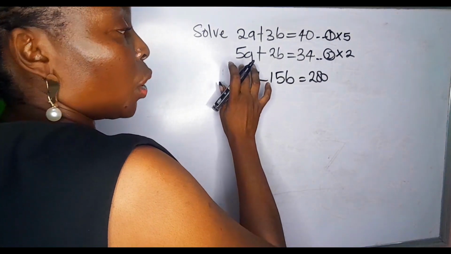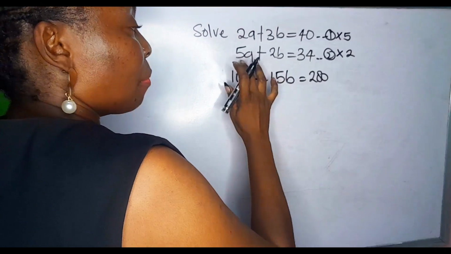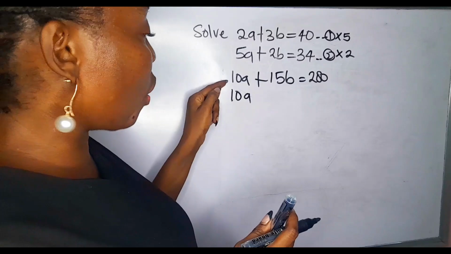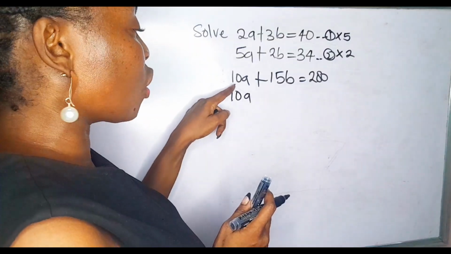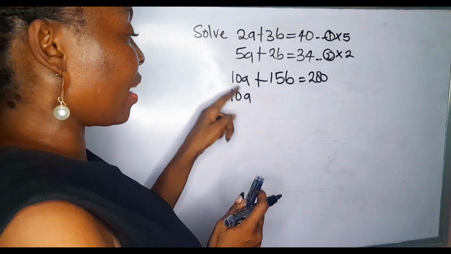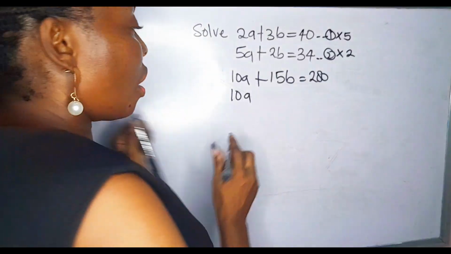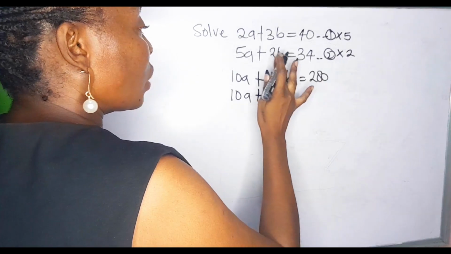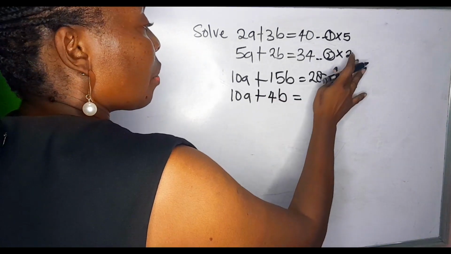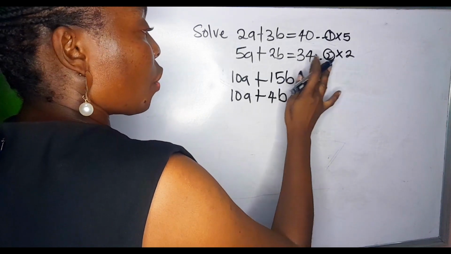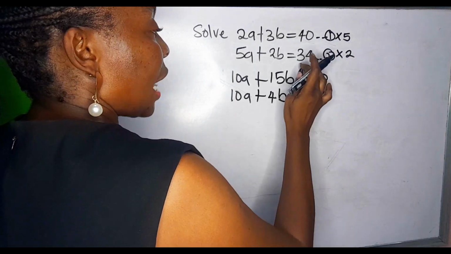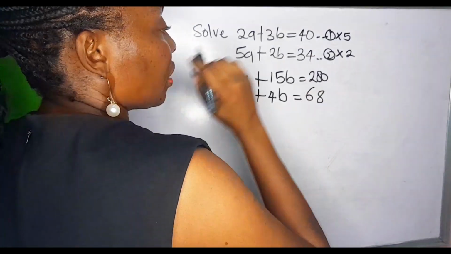Same thing I will do to equation 2. 5 times 2 will give me 10A. So you can see that both the coefficients, by coefficient we mean the number following the letter, both numbers following letter A are 10 and 10. Alright, so we move on. 2 times 2 will give us 4B. 2 times 34 will give us 2 times 4 is 8. And 2 times 3 will give us 6.